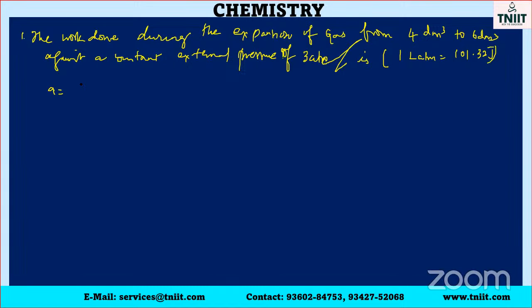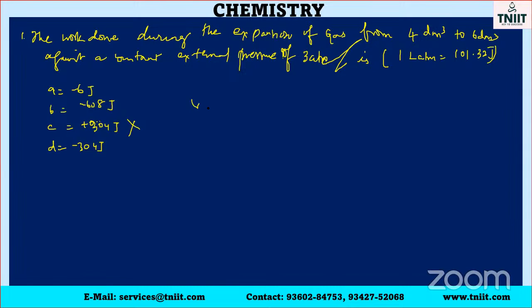They've given various options: A, minus 6 joules. B, minus 608 joules. C, plus 304 joules. And D, minus 304 joules. Now, this is truly expansion, so the value will have a minus sign, and so option C is ruled out.